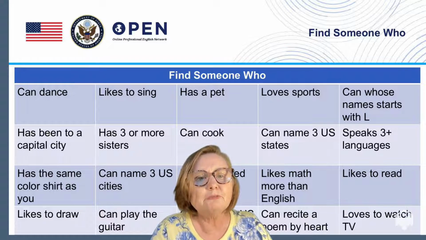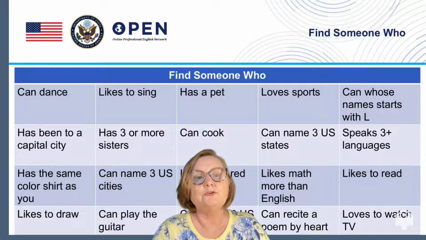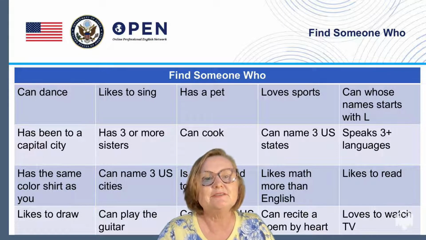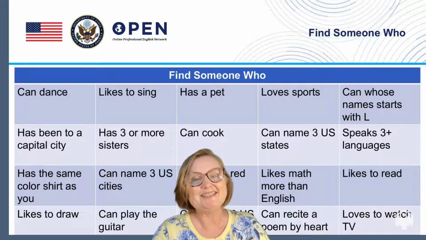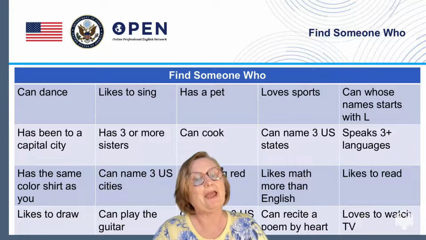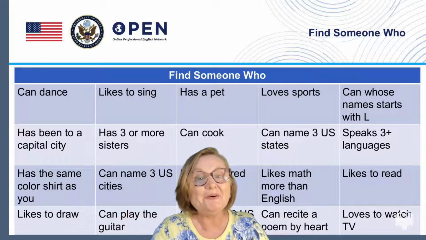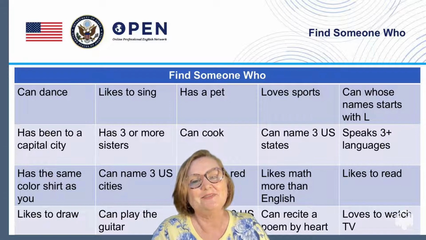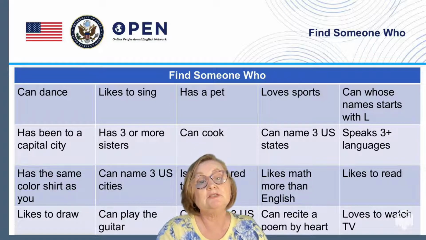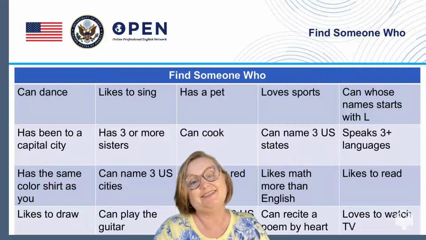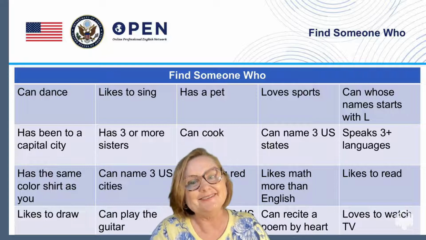Do you have more than 5 brothers or sisters? Or, do you speak more than 3 languages? When they find someone who matches the statement, they ask the student's name and write it in the box. Once someone gets 5 in a row, they raise their hand and shout, "Bingo!" and the game ends. Or you can allow students to continue until someone gets all the boxes filled in, if it's going well.